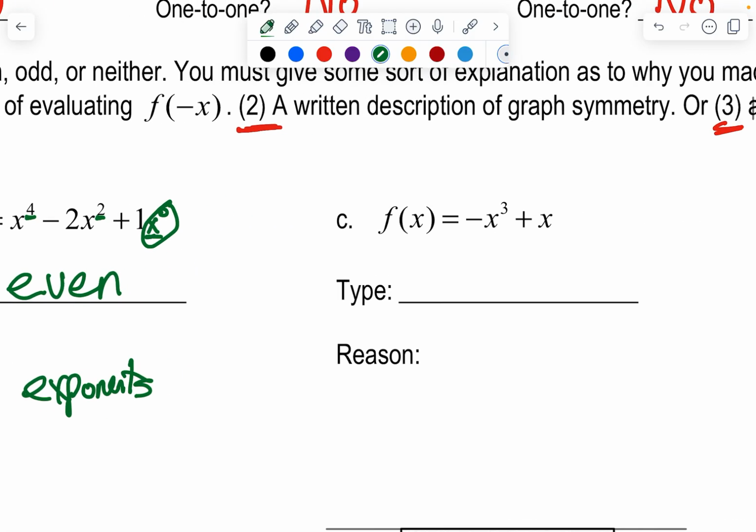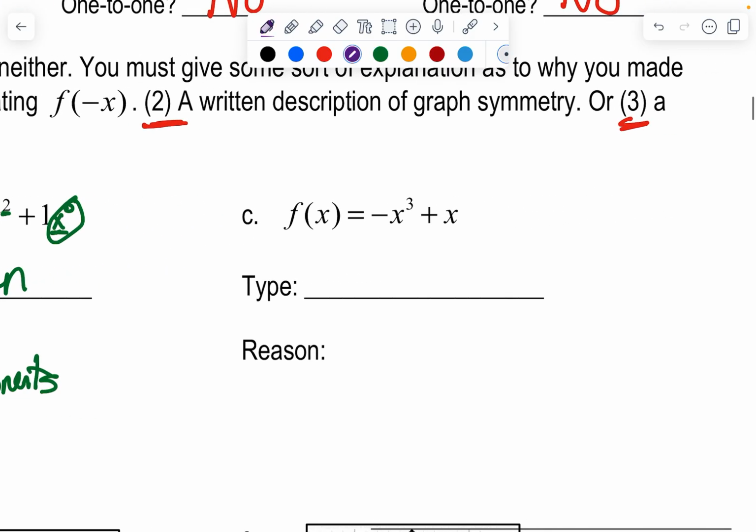Got all my even exponents. And then my last one here, I have the 3. And just like I talked about with the first problem, there's technically a 1 there when it's just x. Well, hey, 3 and 1 are both odd numbers. So guess what? This is an odd function. Odd exponents.